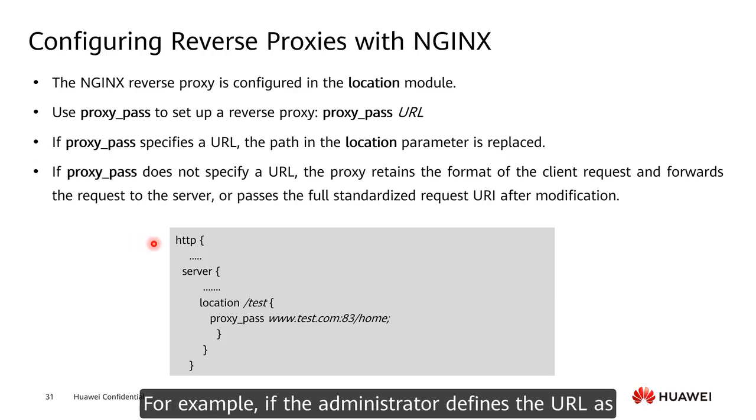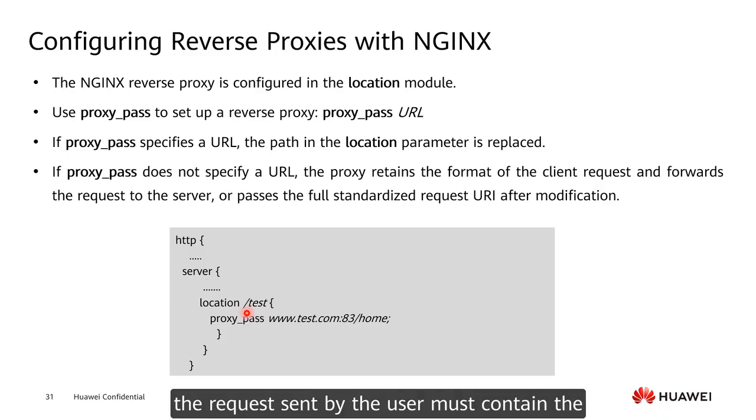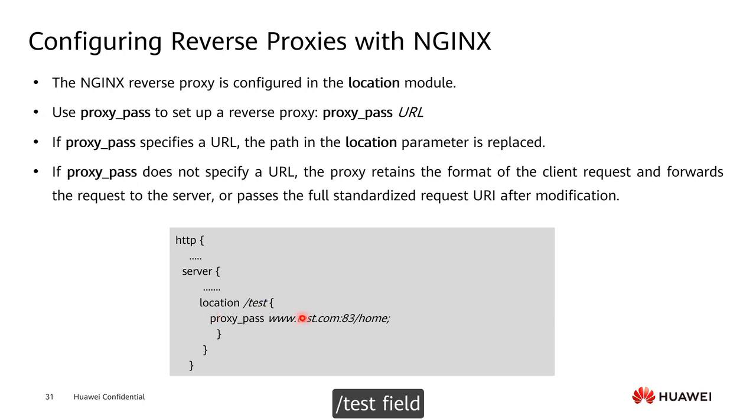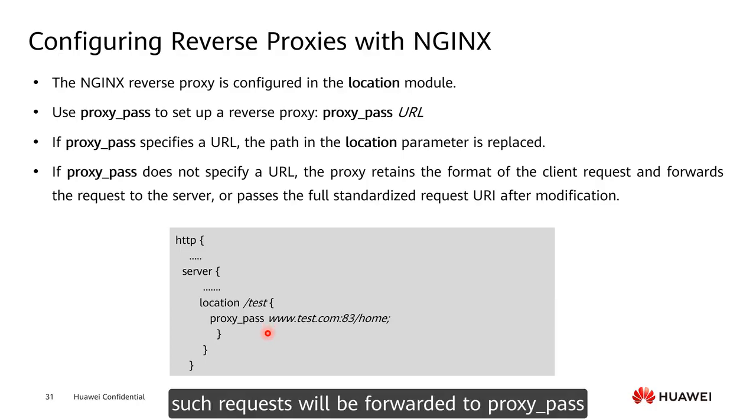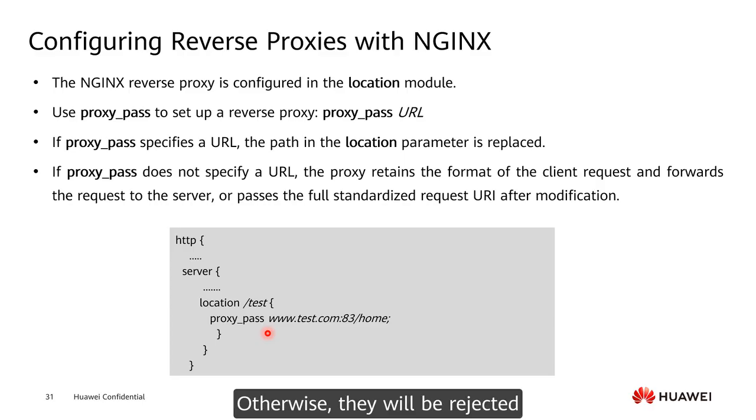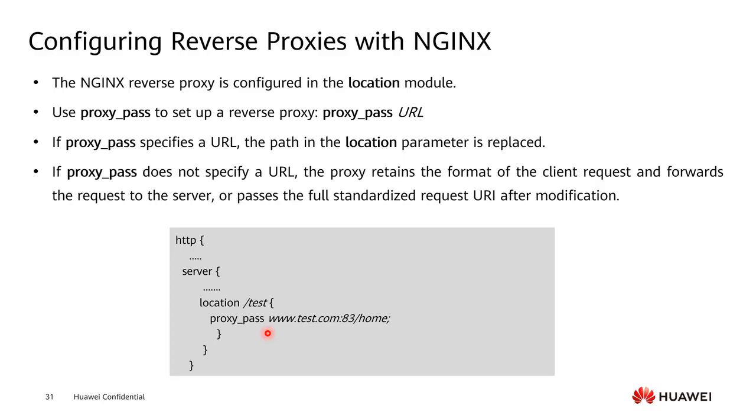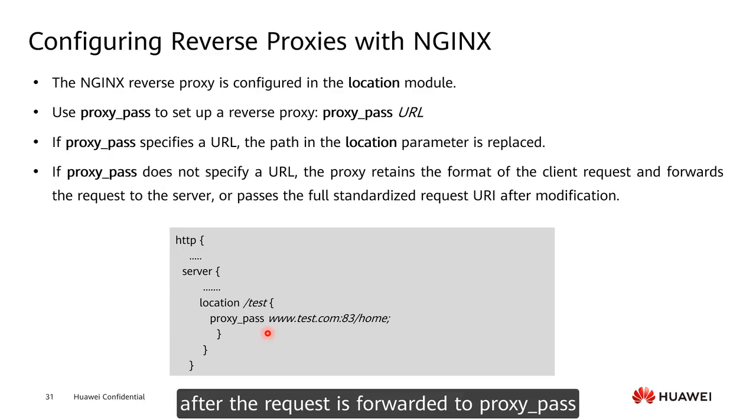For example, if the administrator defines the URL as /test, the request sent by the user must contain the /test field. For example, 3w.openelr.com/test. Such requests will be forwarded to proxy path. Otherwise, they will be rejected. After the request is forwarded to proxy path, proxy path processes the forwarded URL again to form a complete URL.